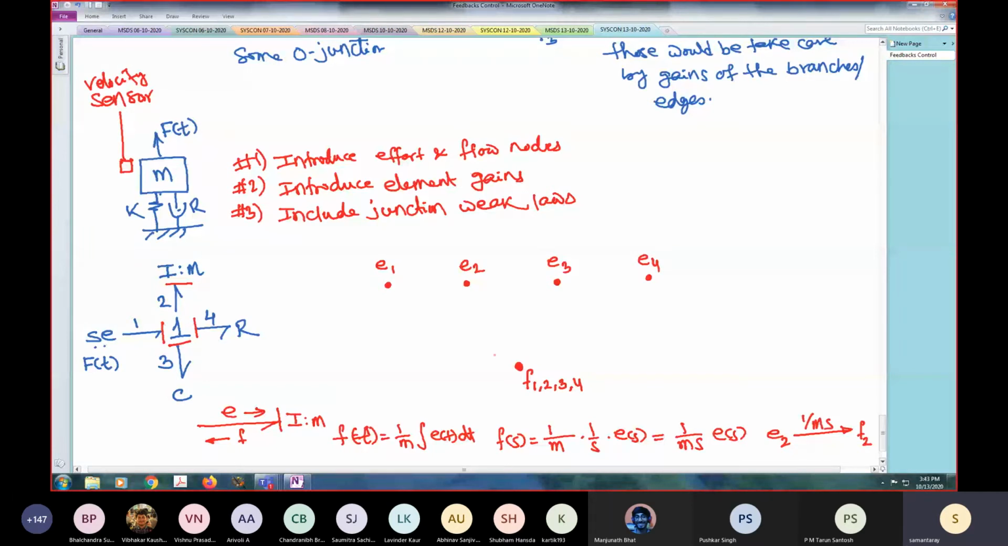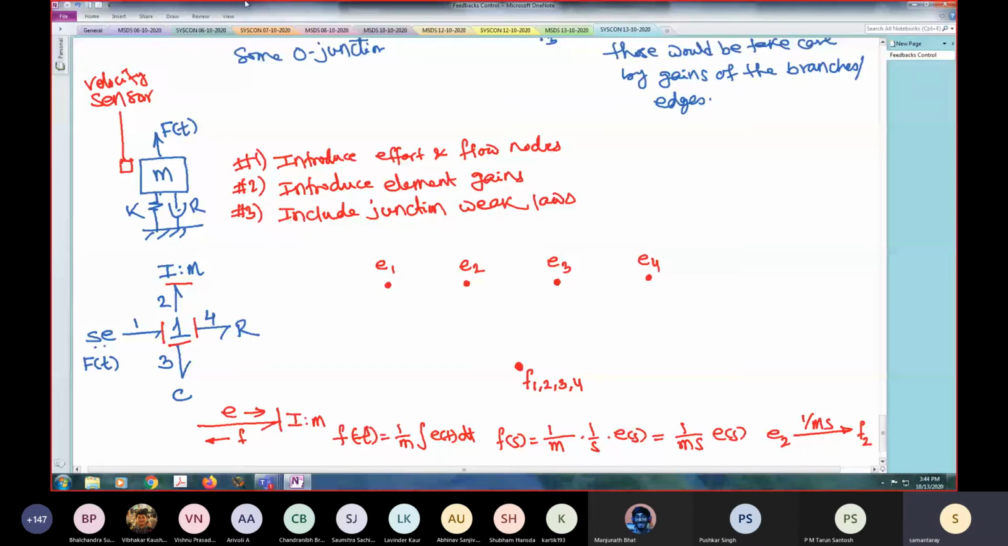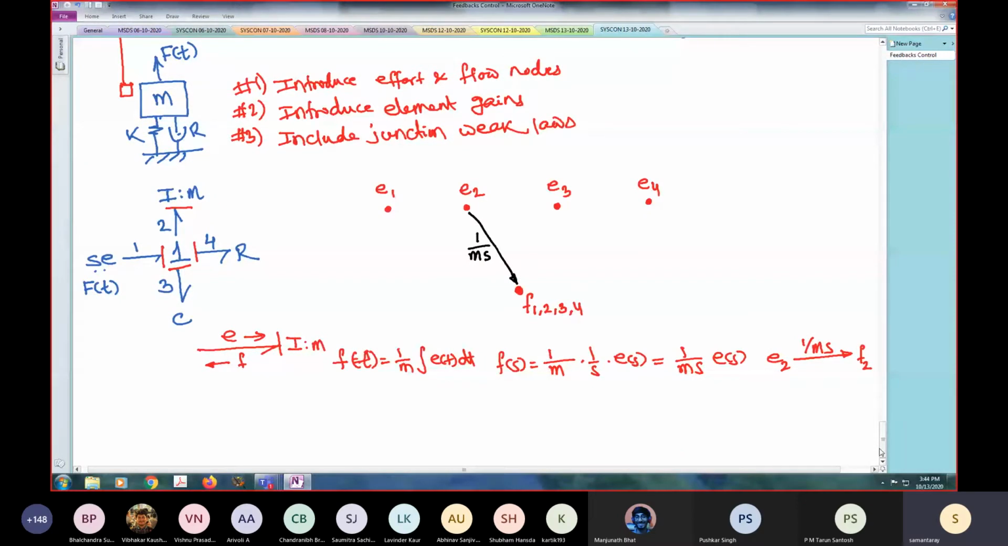So that's what I will model. You just have to remember that whenever you get an integral causal I element, its gain is 1 by ms from effort to flow. So E2 to F2, put an arrow, write the gain 1 by ms. So that is one element relation. You need not write all these steps at the bottom. Whenever you have any kind of mass with integral causality, it is 1 by ms from E to F.